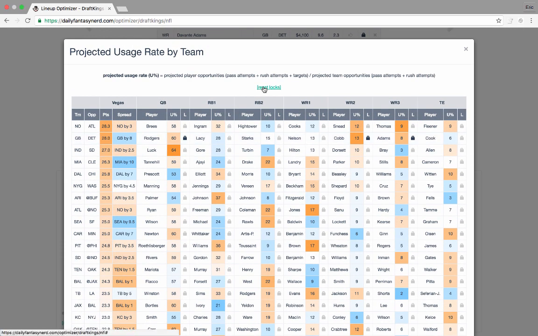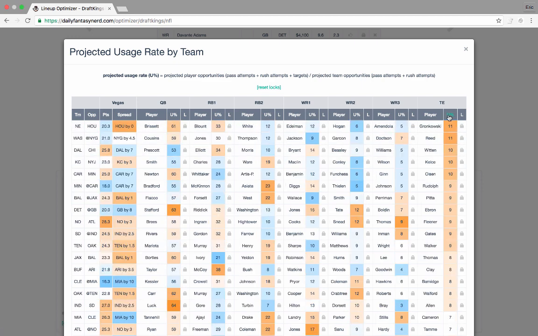So let's do another example. Let's say I want to find a high usage tight end. So let's say I want to stack Carolina here with Cam Newton. Say I want to do Kelvin Benjamin and Greg Olsen.